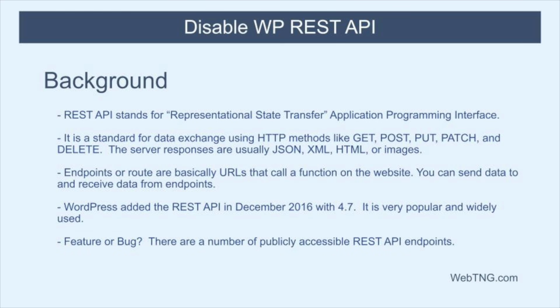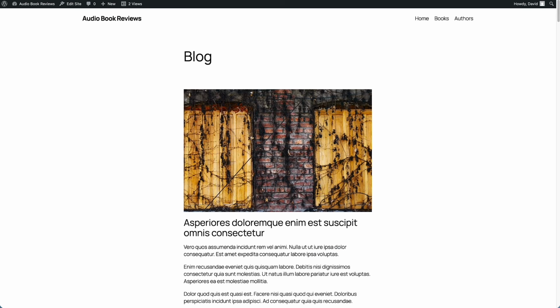Now, one feature of the WordPress REST API, or bug, depending on how you look at it, is that there are a number of endpoints that are publicly accessible. So let me show you some of those.